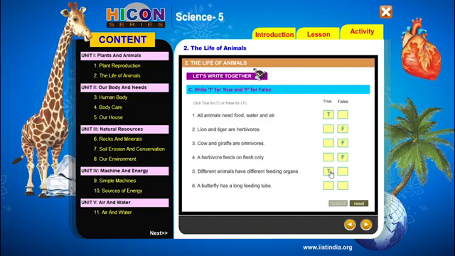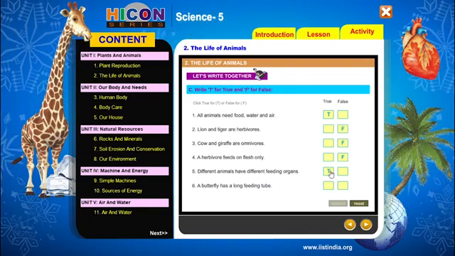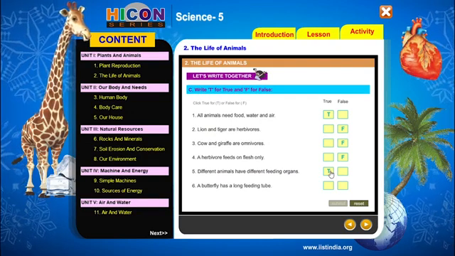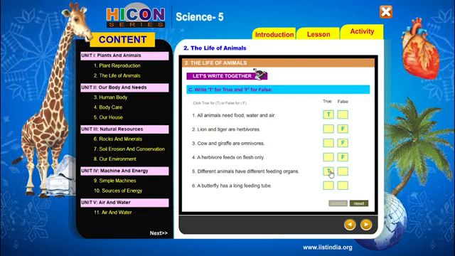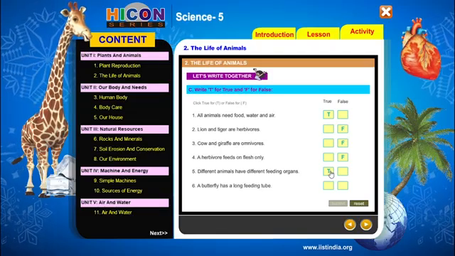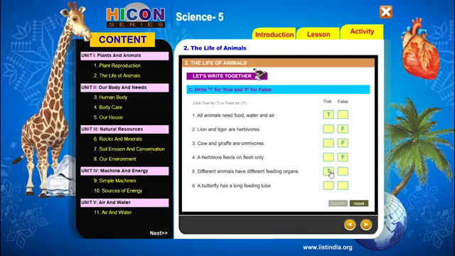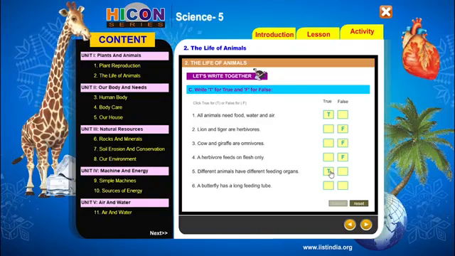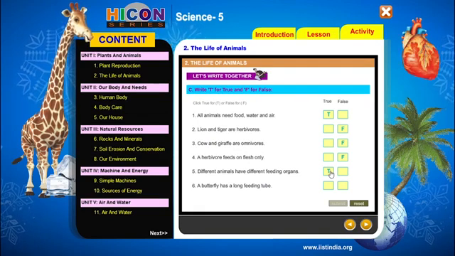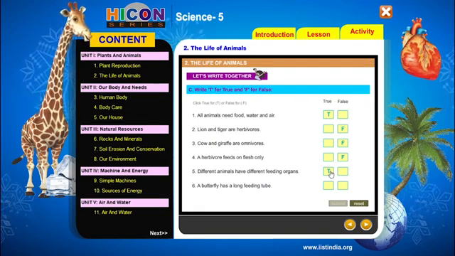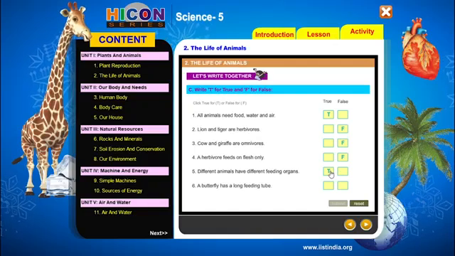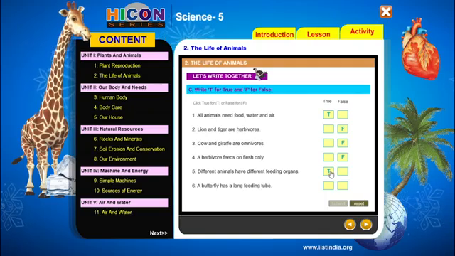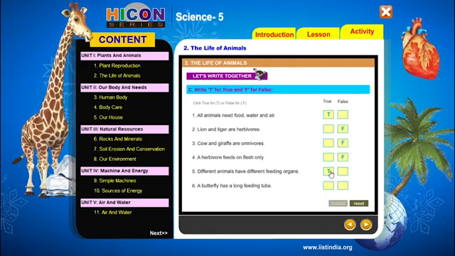So next, children, read the sixth sentence. A butterfly has a long feeding tube. Is it correct or not? Yes. The feeding tube is called proboscis. Butterflies are insectivores which eat liquids only. They suck nectar from the flowers with the help of their feeding tube. The tube coils like a spring under its head. When it wants to suck nectar, it straightens its feeding tube and sucks the nectar from the flowers. That's why a butterfly has a long feeding tube called proboscis.